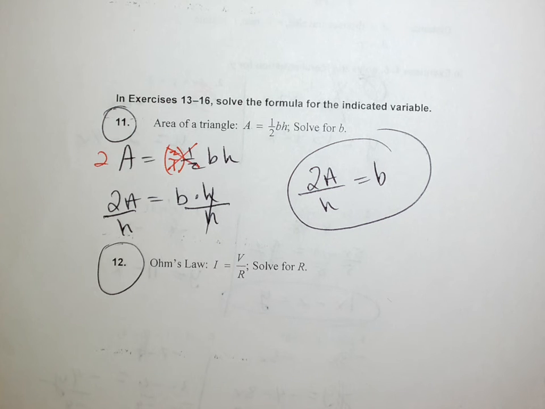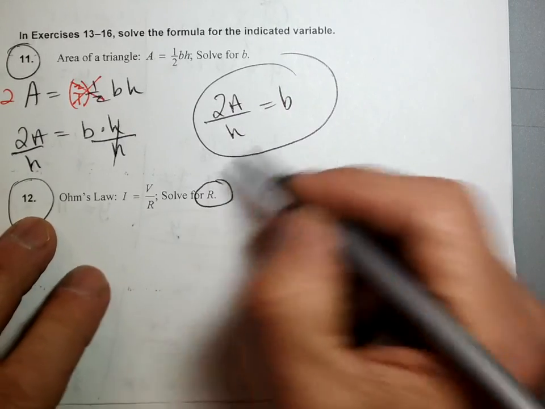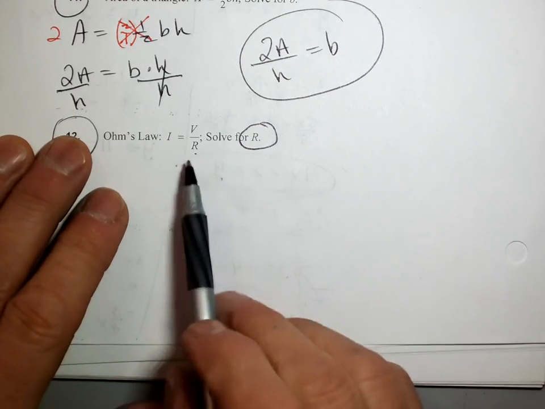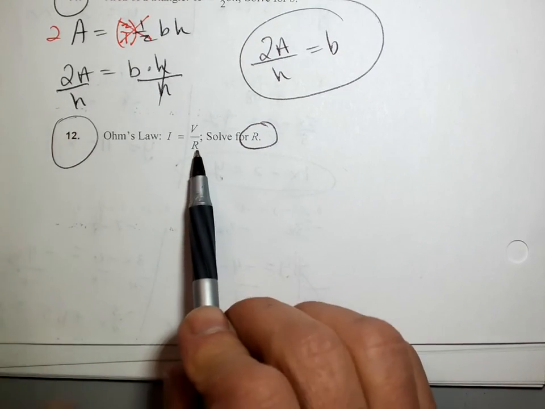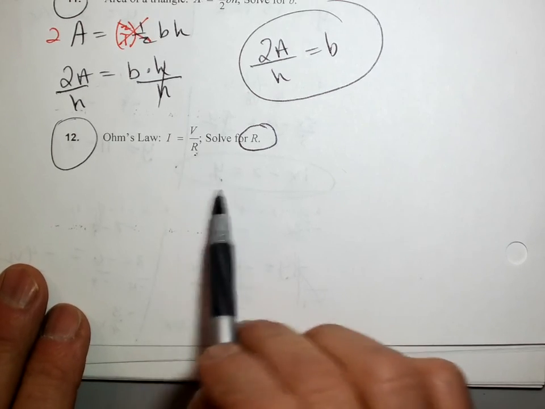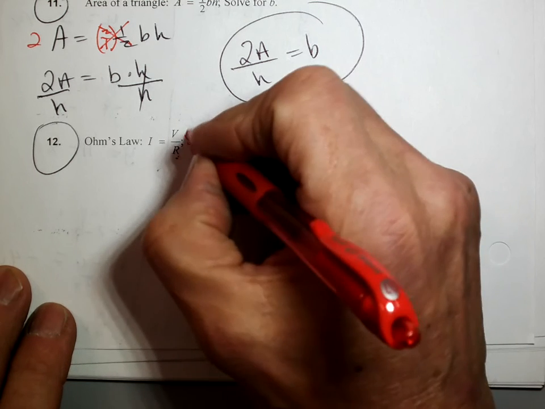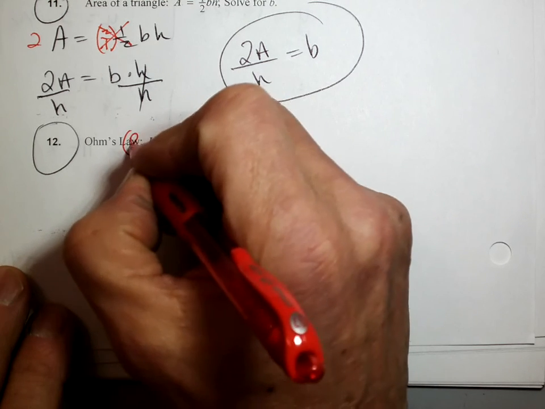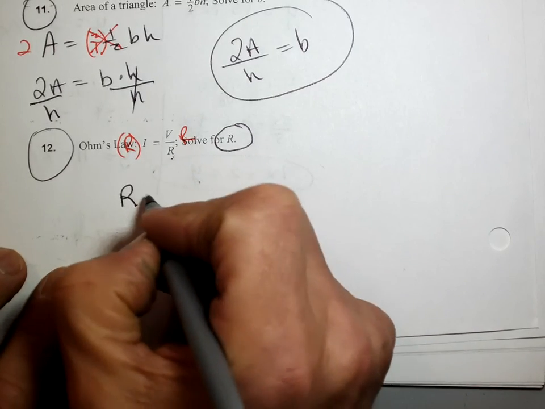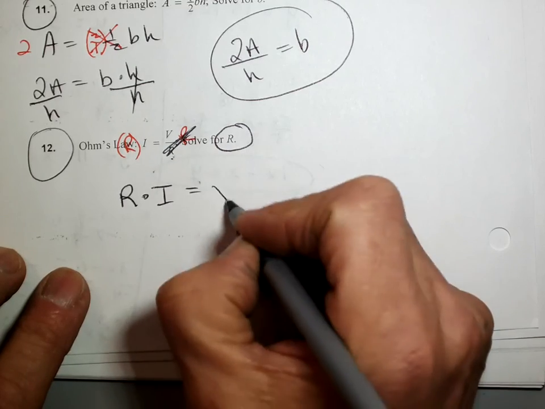All right, last but not least, solve for r. Well, this one's actually pretty easy. Here's what I'm going to do with r. I'm going to undo this divide by. How do I undo the divide by? I'm going to multiply. So I'm going to multiply by r, and I'll multiply this side by r. So I get r times I equals v, the r cancels.